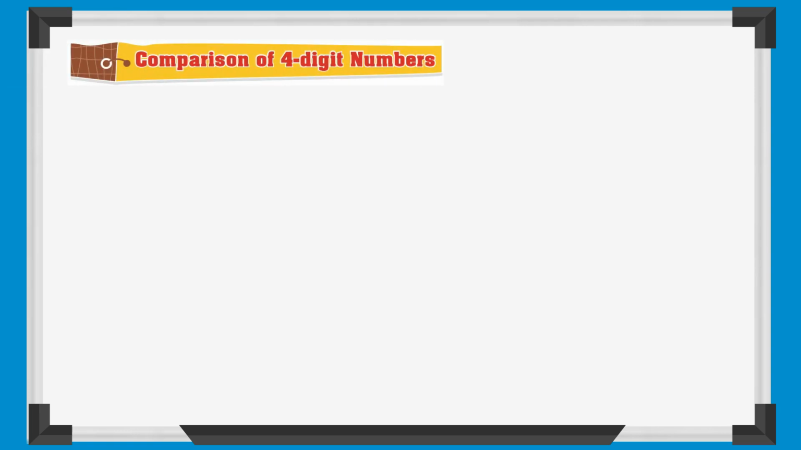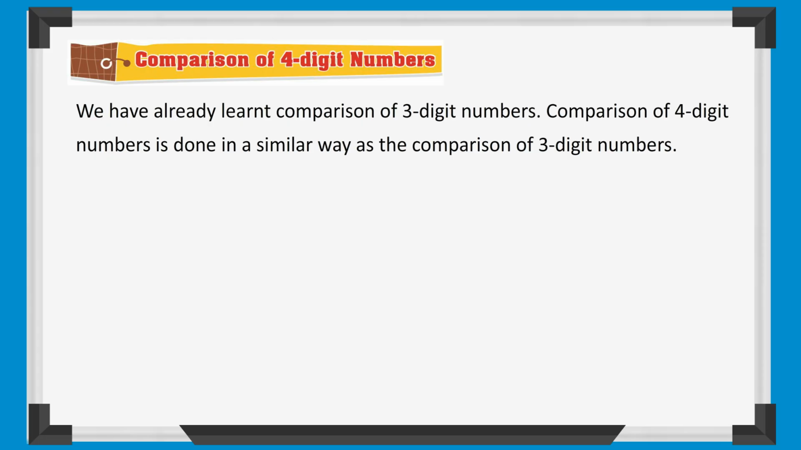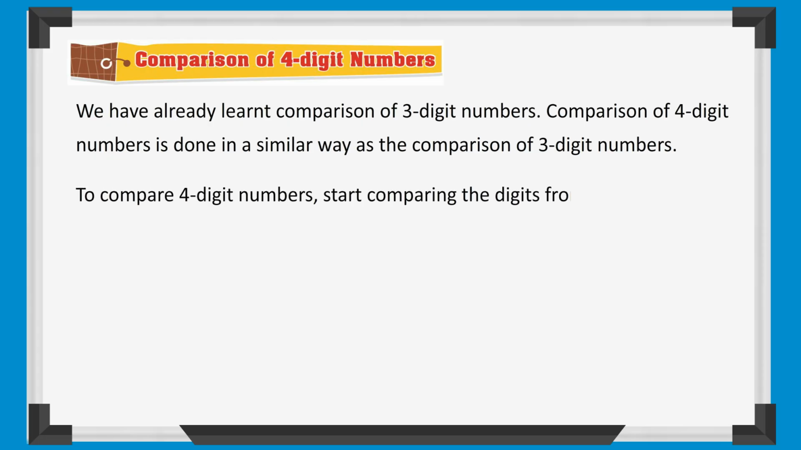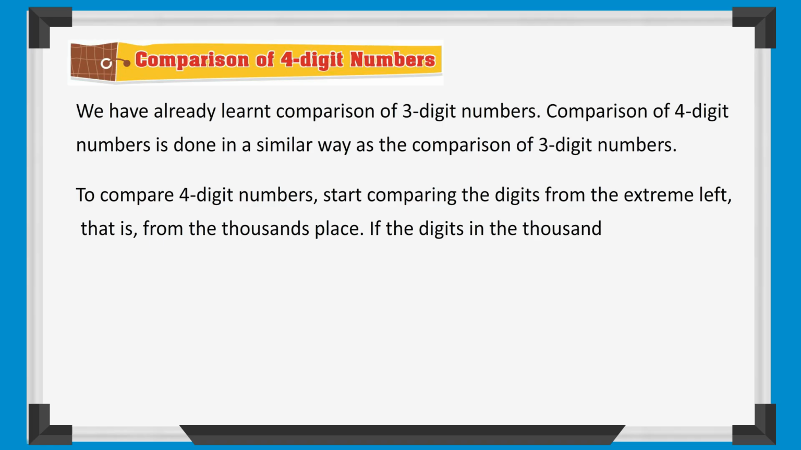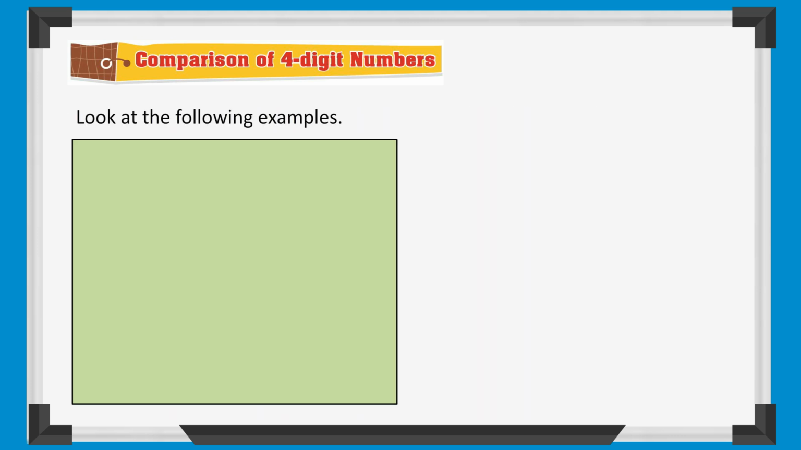Comparison of 4-digit numbers. We have already learned comparison of 3-digit numbers. Comparison of 4-digit numbers is done in a similar way as the comparison of 3-digit numbers. To compare 4-digit numbers, start comparing the digits from the extreme left, that is, from the thousands place. If the digits in the thousands place are the same, compare the digits at the hundreds place and so on. Look at the following examples.